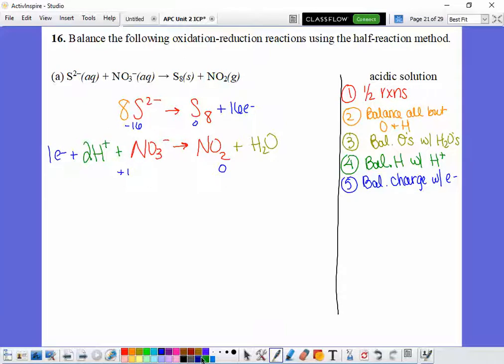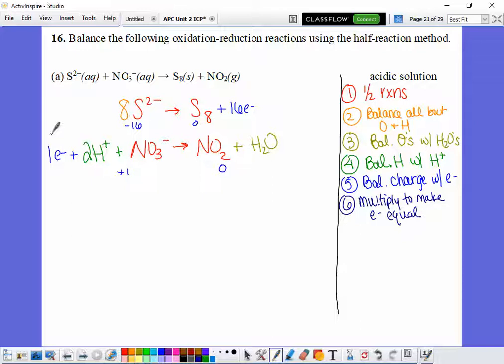Now, our next step is to make the electrons equal. The electrons that are being lost by sulfur have to be the same ones being gained by the other half reaction. So we have to multiply the half reactions so that the electrons are equal. So multiply to make the electrons equal. And when we multiply, we're going to multiply the entire half reaction, because whatever you do to one side of the reaction, you have to do to the other. So we don't need to worry about the first half reaction.